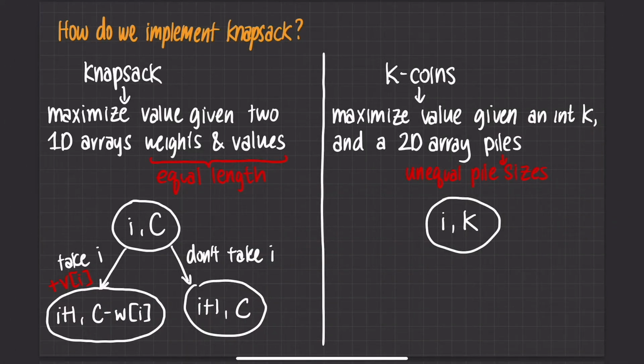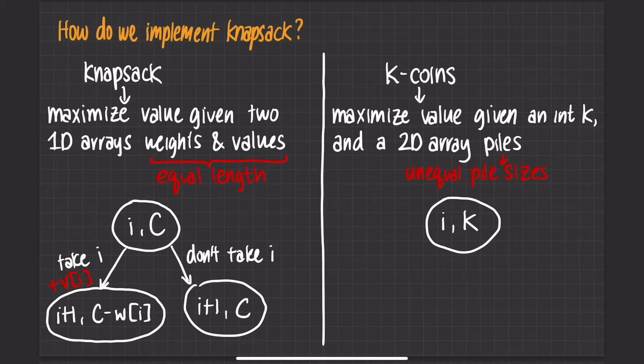Personally, I find that the most difficult part about this problem is translating Knapsack into a correct implementation for K coins. Knapsack inherently takes different structured inputs than K coins. In Knapsack, we're asked to maximize the value given two 1D arrays of equal length, weights and values. In K coins, we're asked to maximize the value given an integer K, indicating our number of coins, and a 2D array piles, where each pile array within piles is unequal sized.